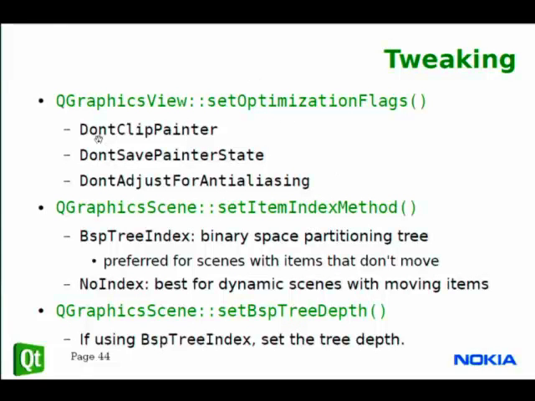Don't clip your painter. Don't save the painter state, or don't adjust for anti-aliasing. So these are optimization flags on the graphics view. Then you can also set the index method of your graphics scene. And this might be helpful if you have a lot of items that don't move around, because then you can put them into a binary space partitioning tree, which is sort of like a two-dimensional geographical index.